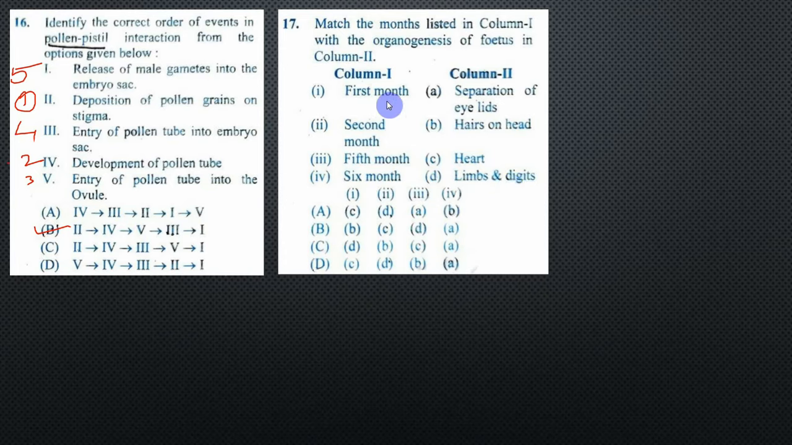You can see that the first month is mainly associated with the development of heart and functioning of heart. So this is the right option for this. Second month is mainly associated with the development of limbs and digits. So this is the right option for this. And the fifth month is mainly associated with the development of hairs on the head. The sixth month is mainly associated with the separation of the eyelids. So based upon this, option D matches column 1 and column 2 orderly according to what we have written over here.